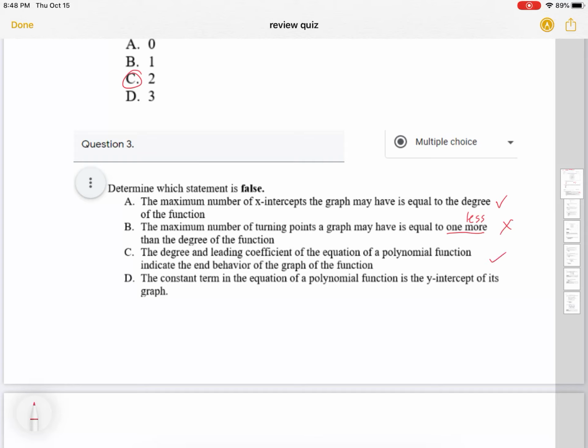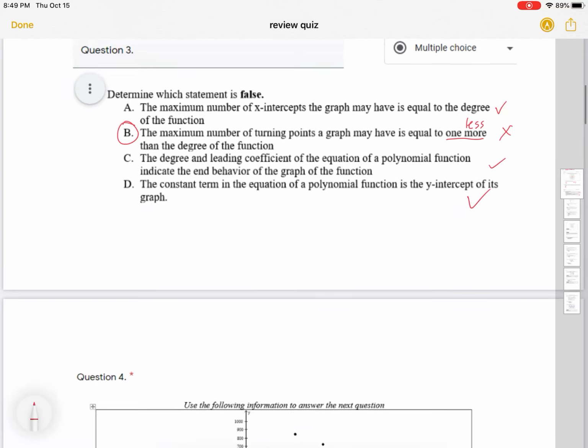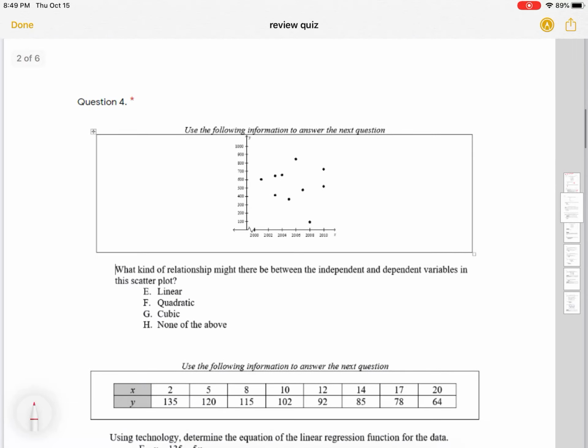Degree and leading coefficient of a polynomial function indicate the end behavior of the graph of the function. That is true. And the constant term of an equation of a polynomial function is the y-intercept of its graph. That is true. So the answer for 3 is B.